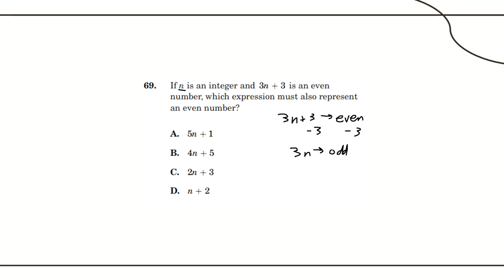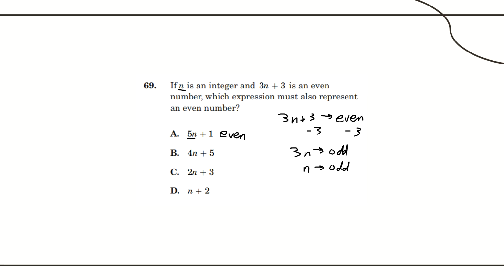And now we divide by 3. Well, if n is odd, then 3 times an odd number is always odd. If n is even, then it would make it even. So n must be odd. Okay, now, which expression must also represent an even number? So 5 times an odd plus 1 would give you an odd plus 1, which is even. So that's even.